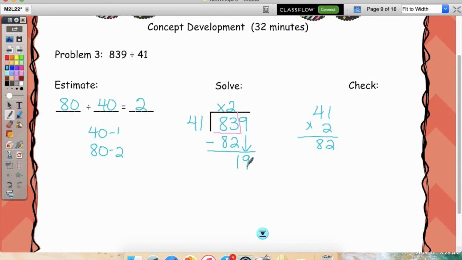Uh-oh. This was another problem that we encountered and the kids didn't know what to do. So if you bring down a number and it's still not as large as your divisor, we can't divide, can we? So it has to be a 0. And what's my remainder? 19. So what do I highlight here? 41, 20. Is 19 less than 41?